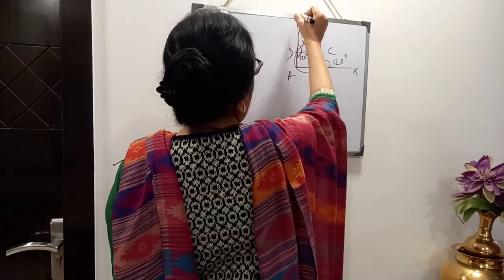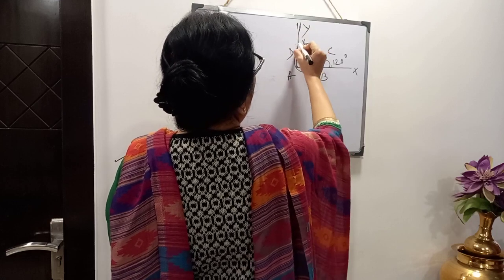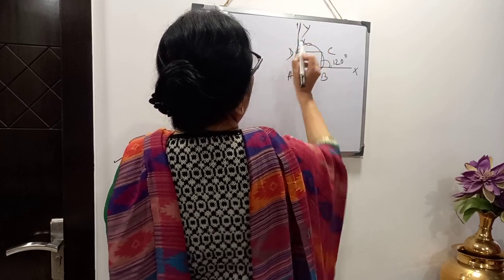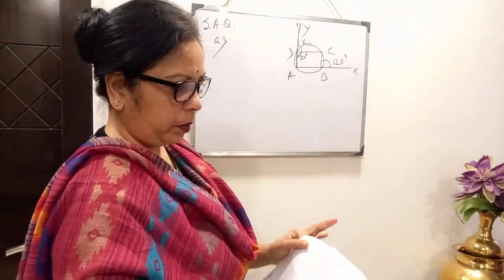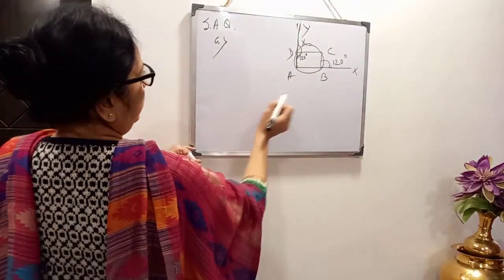AD is extended to Y. This value is 180 and this is 120, so it will be 60 degrees. Clear? Now we will write down step by step.